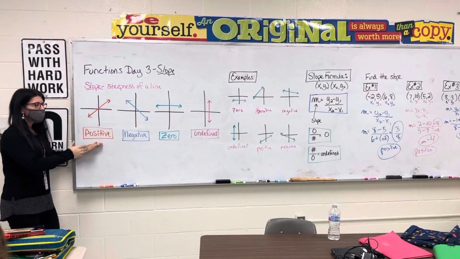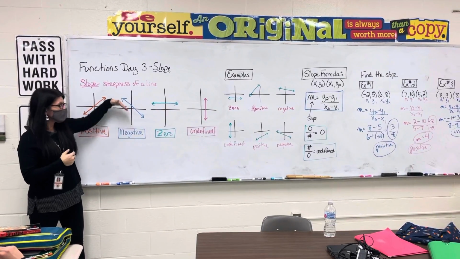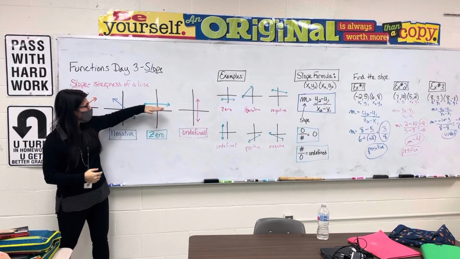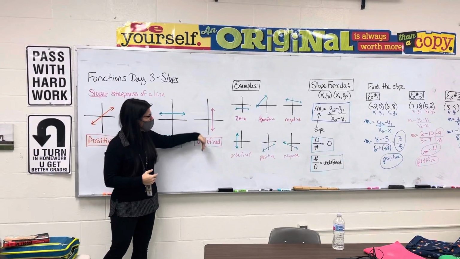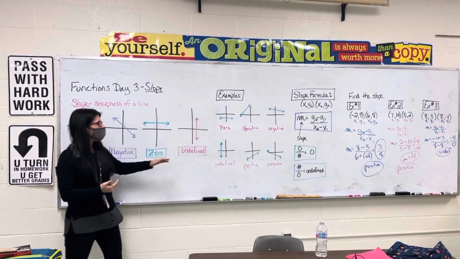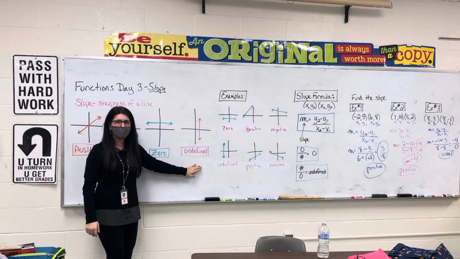So positive, again, reading from left to right, it's going uphill. Negative is going downhill, reading from left to right. 0 is a complete horizontal line, it has 0 steepness. And undefined is a vertical line. It's so steep that we can't give it a number. So make sure that you see the difference between positive, negative, 0, and undefined.